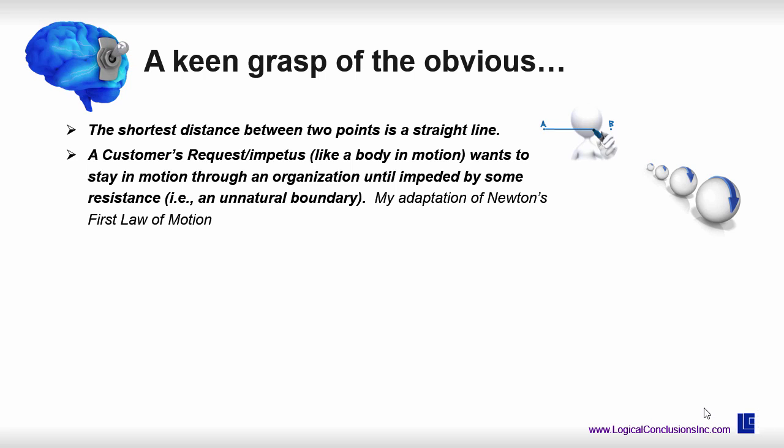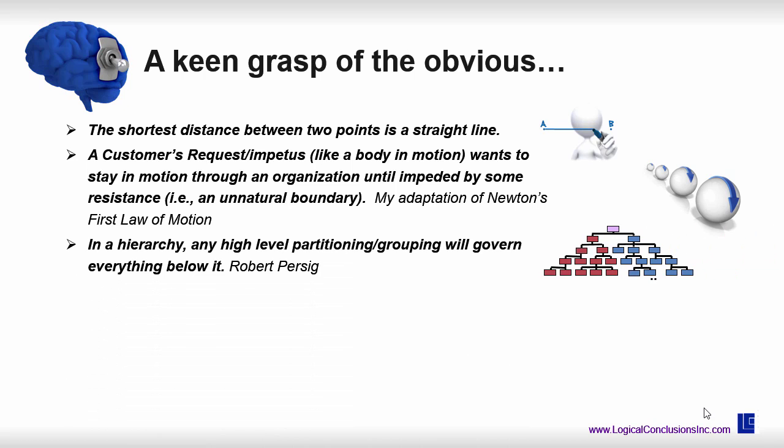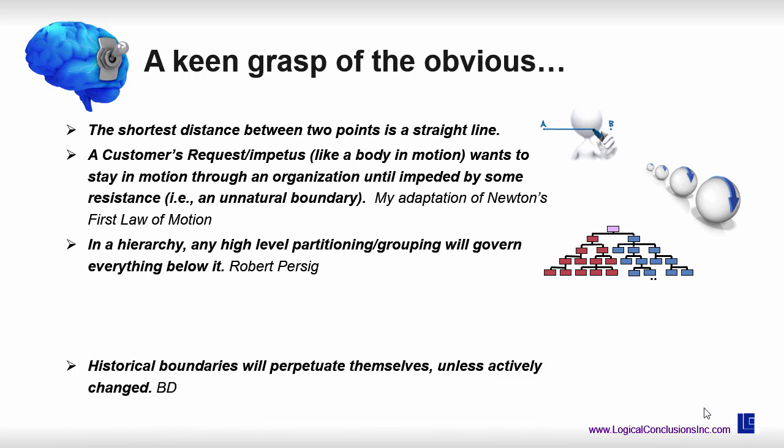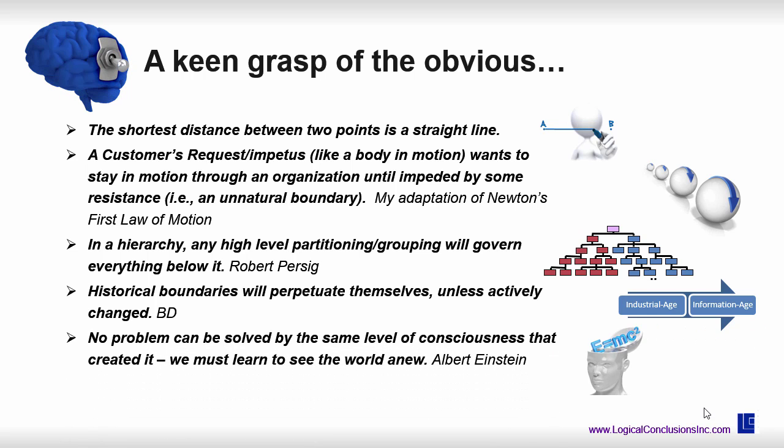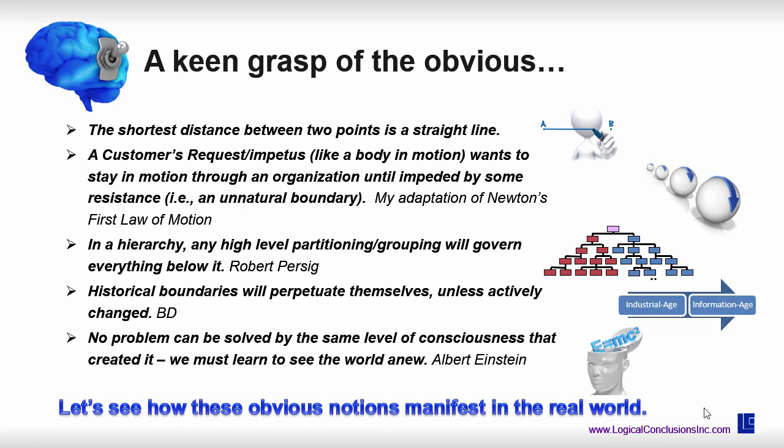an unnatural boundary. Next, in a hierarchy, any high-level partitioning or grouping will govern everything below it. That's a quote from one of Robert Pirsig's books. Next, historical boundaries will perpetuate themselves unless actively changed. That's a quote from me, but I'm probably not the first to say it. And finally, one of my favorite quotes, especially when talking about analysis and historical thinking: no problem can be solved by the same level of consciousness that created it. We must learn to see the world anew. That's from Albert Einstein. Let's see how these obvious notions manifest themselves in the real world.